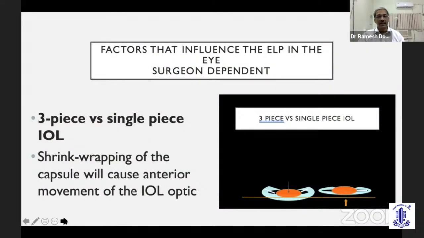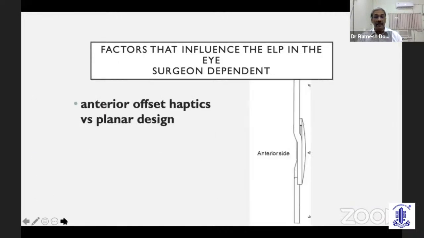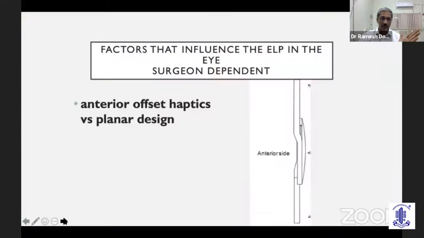The second factor, which is in the surgeon's hand, is your choice, whether you choose to put a 3-piece lens or a single-piece lens. A 3-piece lens has haptics that are angulated anteriorly. In the post-op period, as the capsule shrink wraps and compresses the haptics, the optic can move forward in 3-piece lenses. With a planar single-piece lens, this problem does not exist. And again, if you choose to put an intraocular lens with an anterior offset as against a planar design, your results can vary.